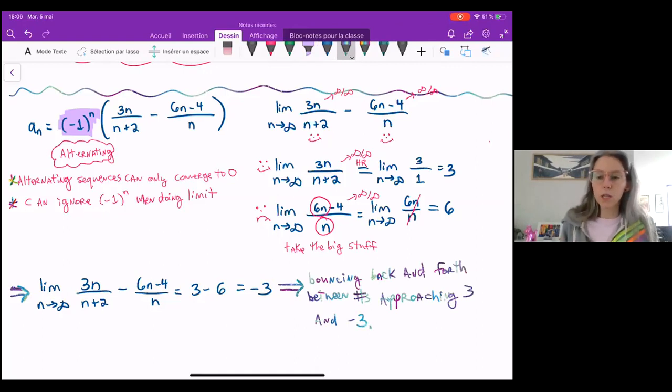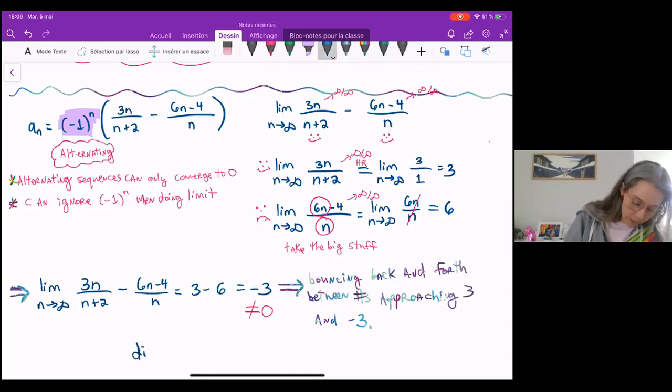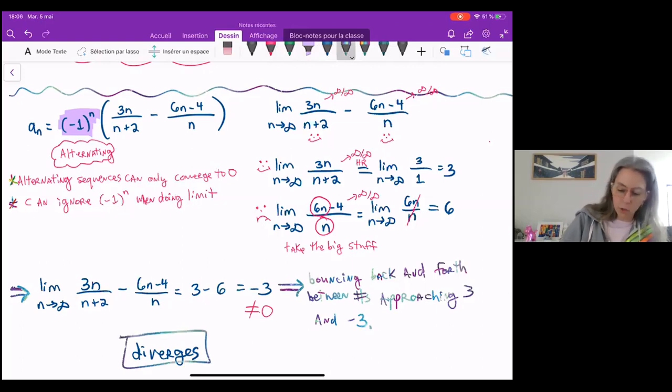Which brings us to the first thing that we remembered. Alternating sequences can only converge to 0. That negative 3 does not equal 0. So because this is alternating, it diverges. It diverges because it's bouncing back and forth between those positive and negative numbers.